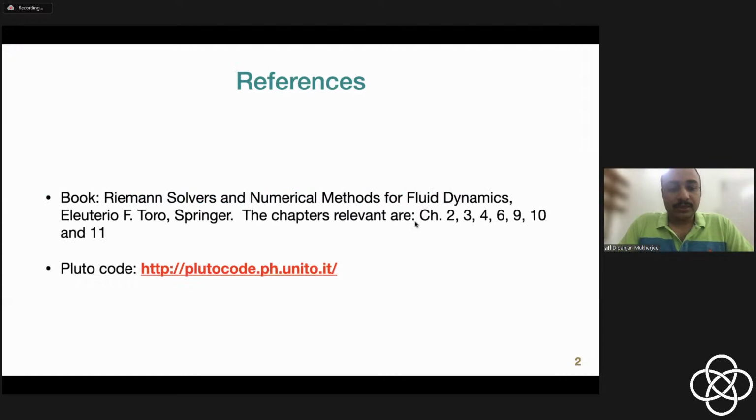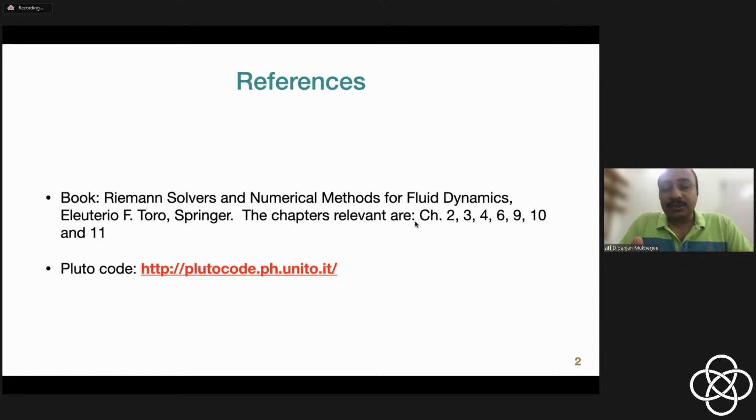So the basic theory of the numerics that I will discuss today in the first part of the lecture is broadly based on this well-known and widely used book called Riemann Solvers and Numerical Methods for Fluid Dynamics by Toro. The chapters relevant for the discussion today will be this list of chapters. This will be uploaded on the course PBWorks website. So 2, 3, 4, 6, 9, and 10.